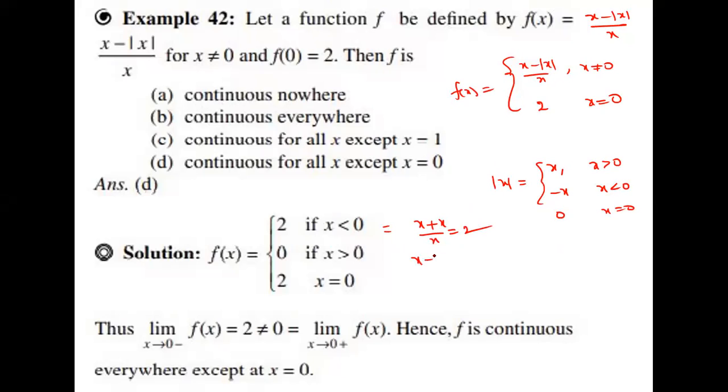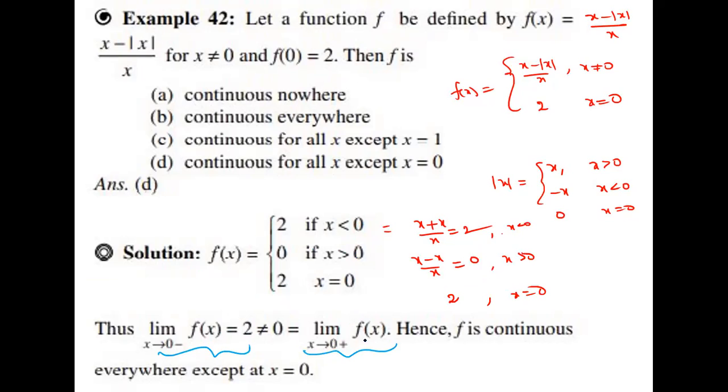x greater than 0: x minus x by x means 0. For x equal to 0, the function is already given as 2. It's not a problem. Now see, left hand limit, x tends to 0 minus, what is the result? How much is coming? 2 is given. Fine. Right hand limit, 0 plus, how much? 0 is given.